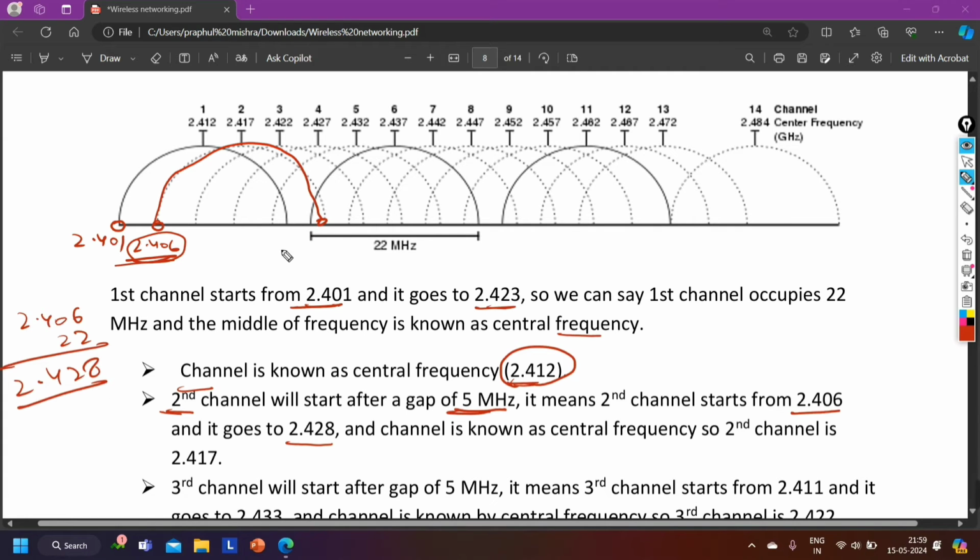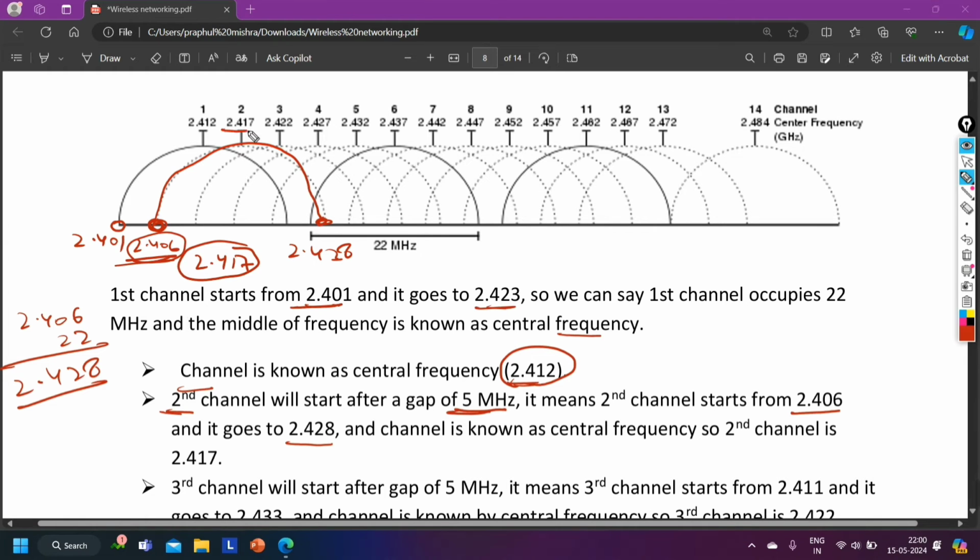2.428. So this is going to be the end point of the second channel, right? And what is the central frequency? If a channel is starting from this frequency 2.406 and it goes to 2.428, then what will be the central frequency? It is going to be 2.417, right? So the central frequency is known by channel.